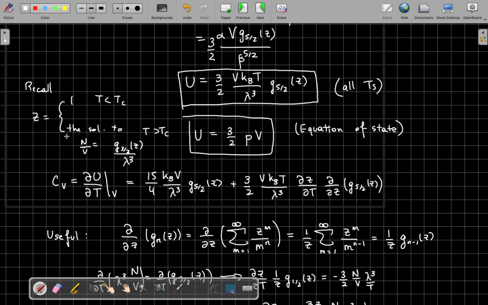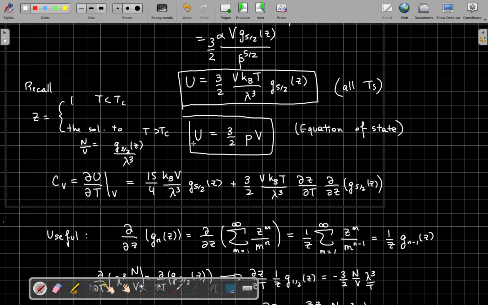And note that there's a temperature dependence, right? This is what I was getting at. Because there's a temperature dependence, our derivative right here is going to have two contributions. One contribution is going to come from just explicit temperature dependence right here, this T over lambda cubed.